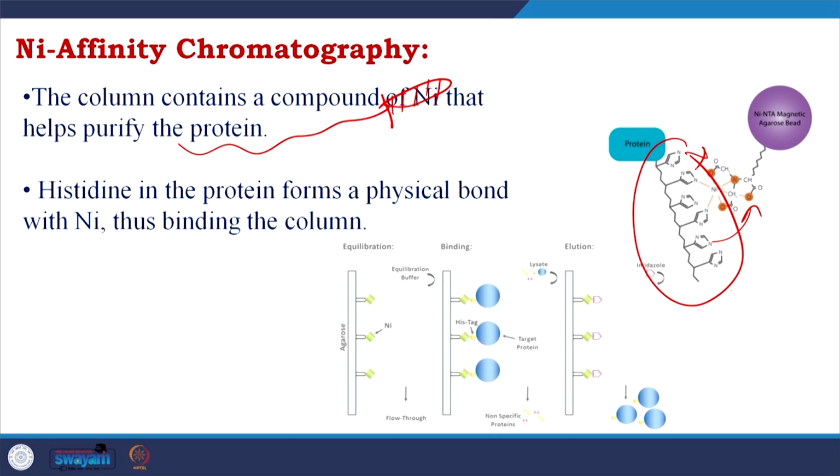First, you have to equilibrate the column, then you put the protein which will be binding. That is the equilibration phase, the binding phase, and then you will use imidazole. Imidazole, if you see, mimics the same chemistry as histidine, because histidine has an imidazole ring. But you use a higher concentration of imidazole, so your protein would be eluted. That is how affinity chromatography works.